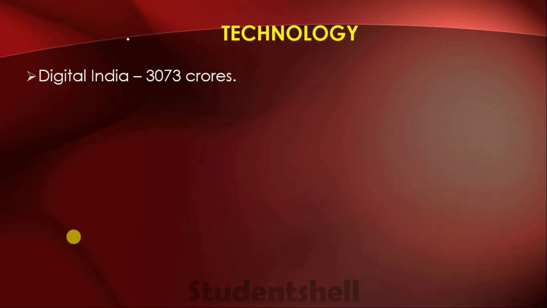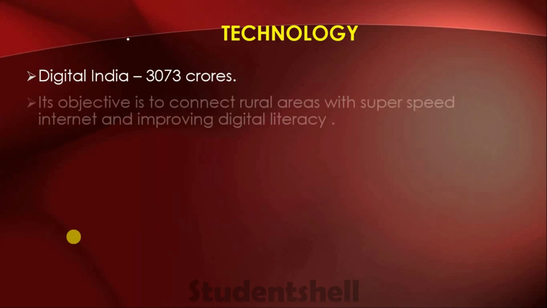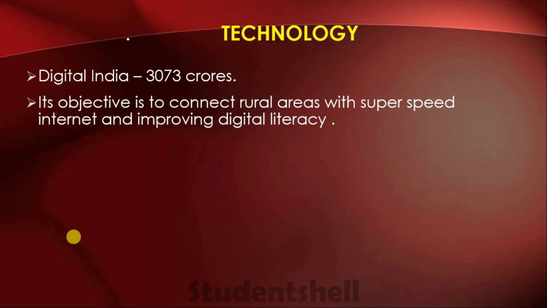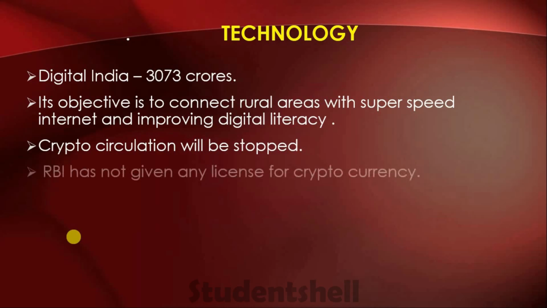Next, we go to technology. We know that the Modi government focuses more on Digital India. So this year for Digital India, 3,073 crores was given. So first of all, we should know what is the objective of Digital India. Its objective is to connect rural areas with super speed internet and improving digital literacy. Cryptocurrency circulation will be stopped, and we should remember that the RBI has not given any license for cryptocurrency. So usage of cryptocurrency in India is illegal.